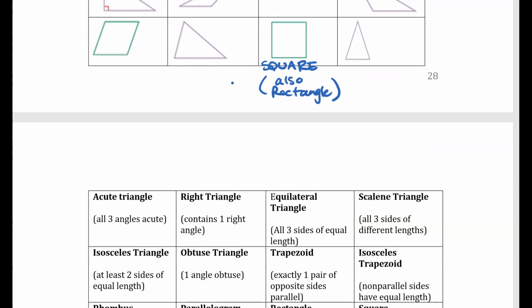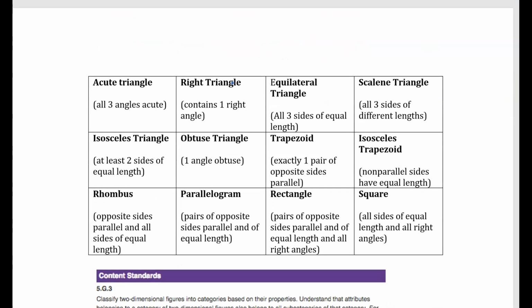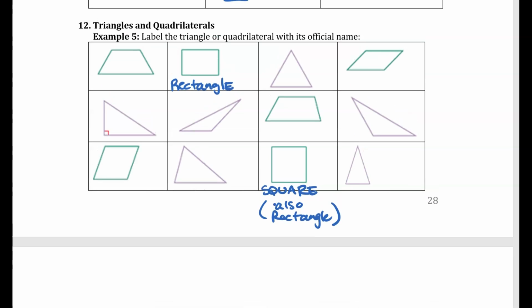So if we look at our definitions down here, a rectangle has pairs of opposite sides parallel. The definition of a rectangle, though, is a 4-sided figure with 4 right angles. So if you have a quadrilateral, so 4 sides, by minimum, a rectangle has 4 sides and 4 right angles. So as long as a shape has 4 sides and 4 right angles, by definition, it's a rectangle. So if you look at the square, a square has 4 sides and 4 right angles, and that's why it's also considered a rectangle.